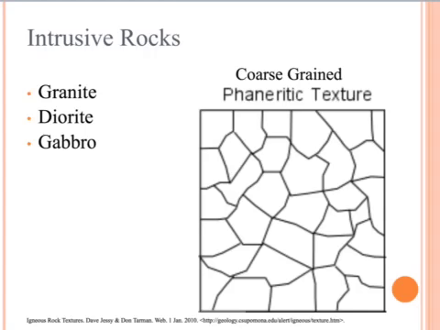There are three types of intrusive rocks that we will talk about. The first one is granite, second one, diorite, and last, gabbro. These all have a very coarse-grained texture, which means they are very big and you can see them without using a microscope. Granite is a light-colored intrusive rock, diorite is in the middle, and gabbro is a very dark-colored intrusive rock.